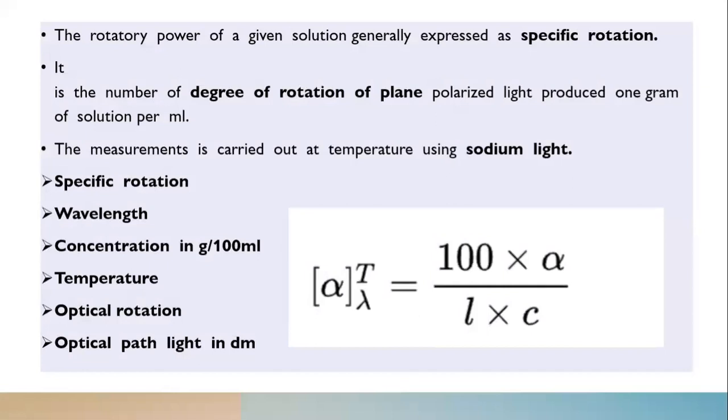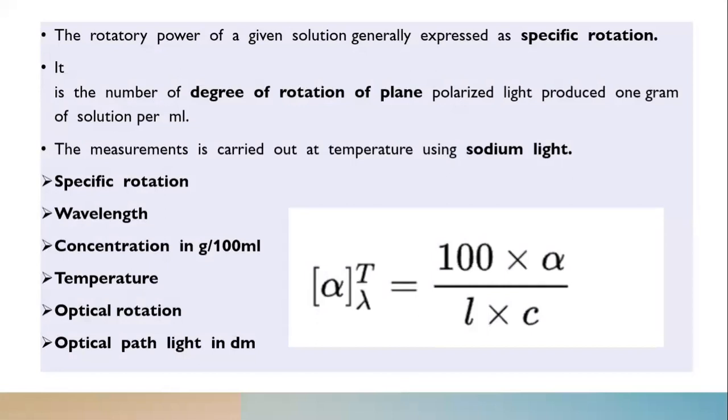The rotatory power of a given solution is generally expressed as specific rotation. In chemistry, specific rotation is a property of a chiral chemical compound. It is defined as the change in rotation of monochromatic plane polarized light per unit distance concentration product as the light passes through a sample of a compound in solution.